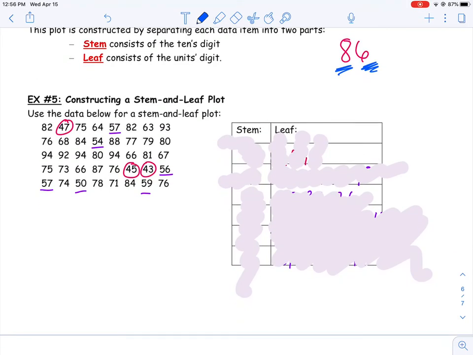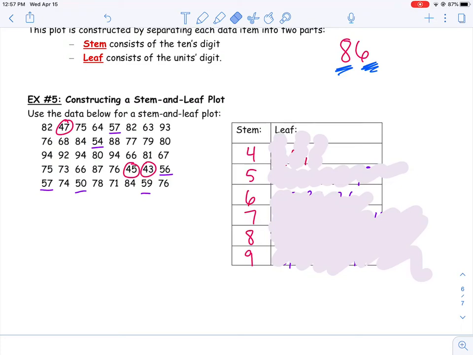So in example 5, we have these data items. It looks like this was the same as the test scores from the previous example, but instead of displaying it as a frequency distribution chart, we're going to do it as a stem and leaf plot. We're going to go through and figure out what data items we have. Looking at our data, the lowest numbers that we have are in the 40s. We also have numbers in the 50s, 60s, 70s, 80s, and 90s.